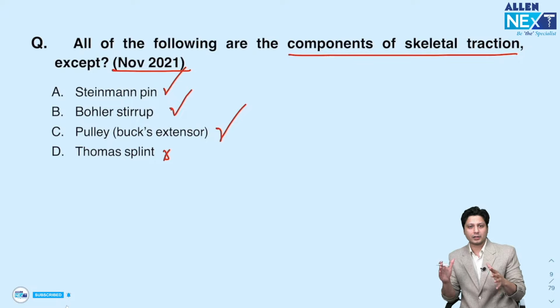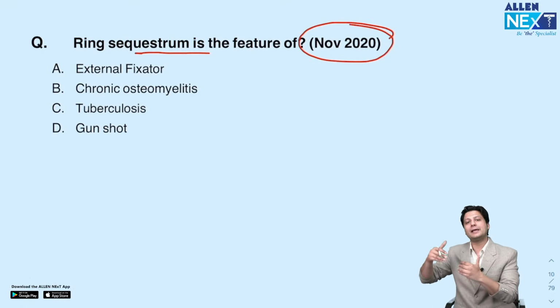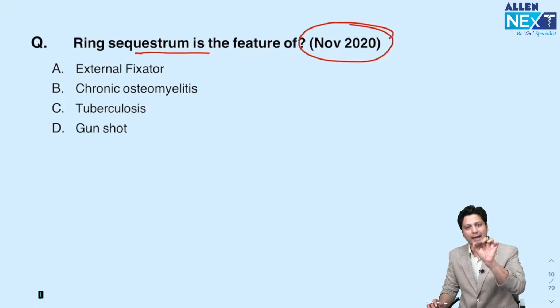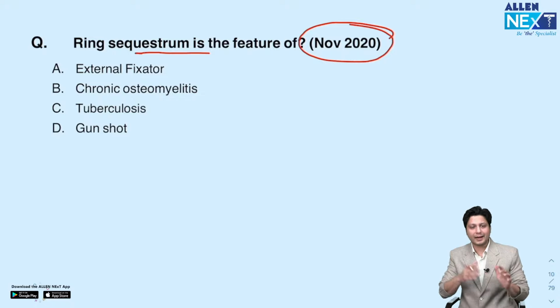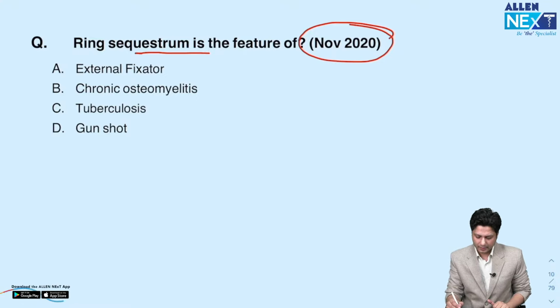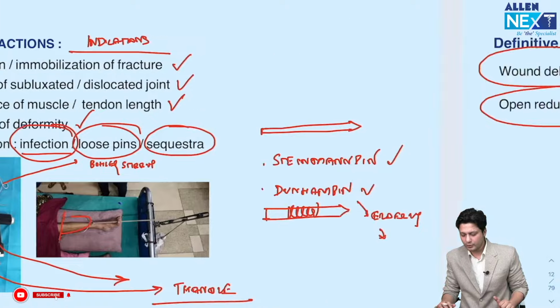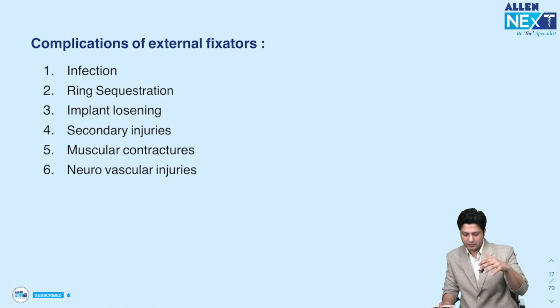Next, all of the following are the components of skeletal traction we have already talked about. Next, ring sequestrum is a complication of, you know, anything which is gaining entry into the bone in the form of a circular way. There is a possibility that it might lead the edges, it might result in the blackening of the edges, all right, and that blackening of the edges might result in the formation of the sequestra. So ring sequestrum is the feature of, answer is simple, that it is a feature of the external fixator application. Alright, this was the question asked in November 2020. So hopefully you have understood. ये segment 1 था, which we have talked about.